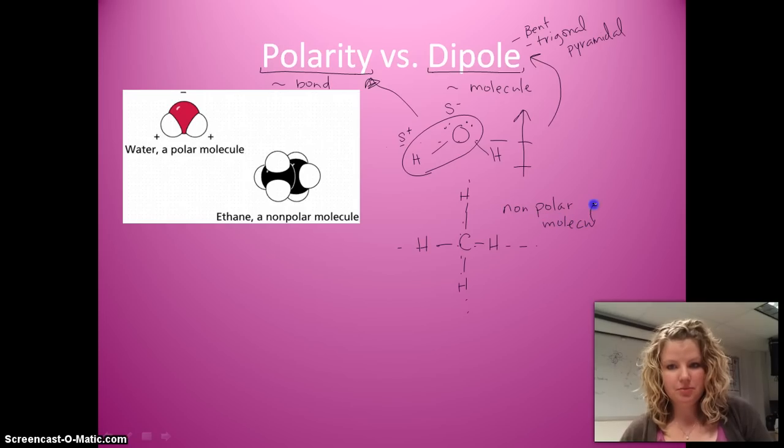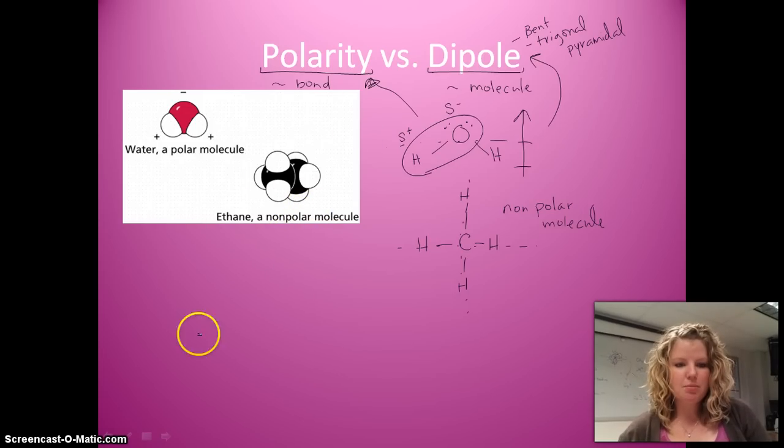Okay? And of course, we can calculate the polarity of a bond by subtracting their electronegativities. Okay? So you could get oxygen's electronegativity subtracted from hydrogen's, and you would know exactly how polar these bonds are. So I hope that kind of clears up anything that you were wondering about with the polarity versus the dipole.